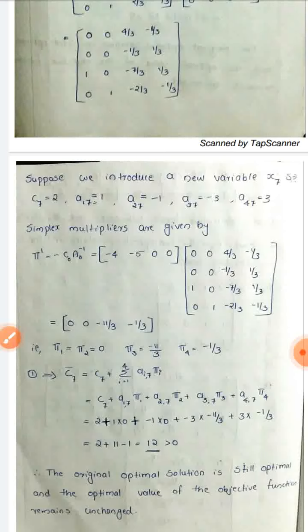Solving this, we get 2 plus 11 minus 1 equal to 12, which is greater than 0. So we find the relative cost coefficient C7 bar, which is 12. So it is greater than 0. Therefore the original optimal solution is still optimal, and the optimal value of the objective function remains unchanged, because the relative cost coefficient is greater than or equal to 0. So the solution remains optimal.